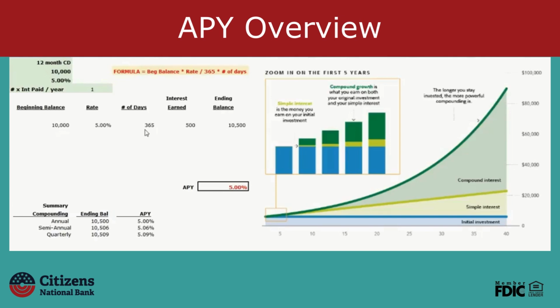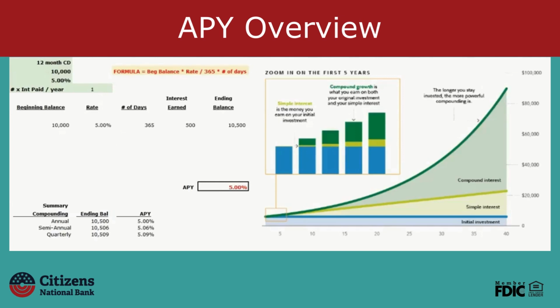divided by 365, which are the number of days in a year. That gets you the per day interest earned. And then how many days in the period that you're paying interest times the number of days. So beginning balance times the rate divided by 365 days times the number of days in this period. So in our first example, we are compounding interest one time in a year.